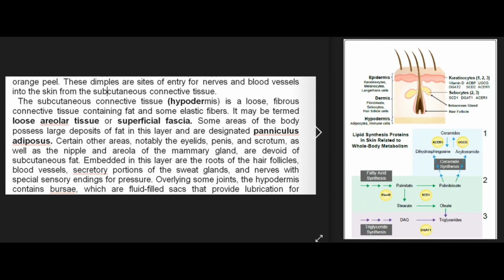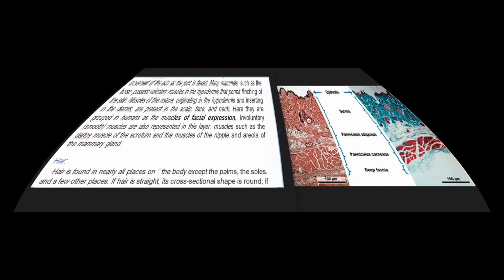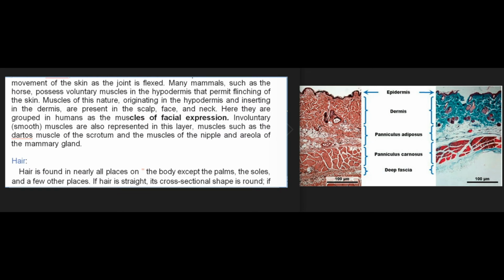Overlying some joints, the hypodermis contains bursae, which are fluid-filled sacs that provide lubrication for movement of the skin as the joint is flexed. Many mammals, such as the horse, possess voluntary muscles in the hypodermis that permit flinching of the skin. Muscles of this nature, originating in the hypodermis and inserting in the dermis, are present in the scalp, face, and neck. Here they are grouped in humans as the muscles of facial expression. Involuntary, smooth muscles are also represented in this layer, muscles such as the dartos muscle of the scrotum and the muscles of the nipple and areola of the mammary gland.